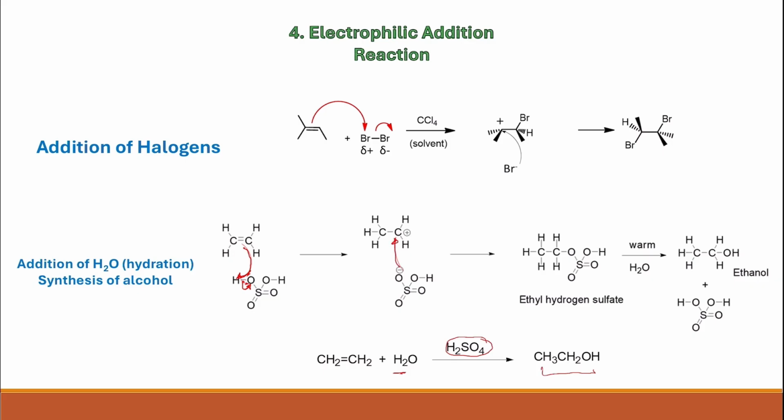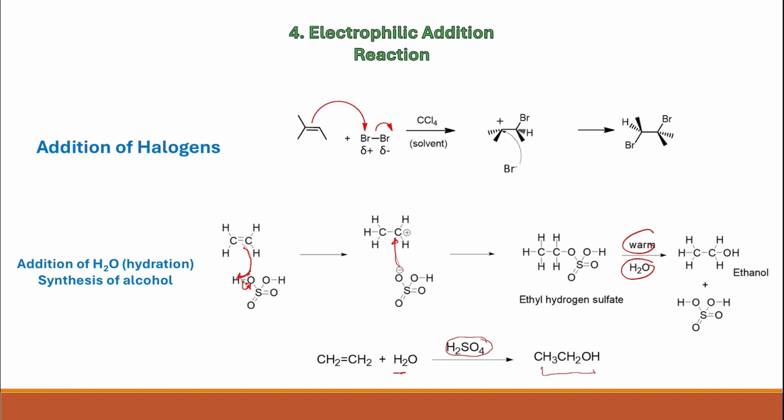And the acid will be regenerated because it's just a catalyst. Here, if you have an unsymmetric alkene, you're going to end up as well with a major and a minor product. So don't forget to consider that in your answer.